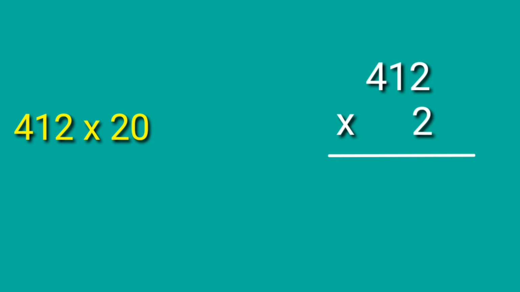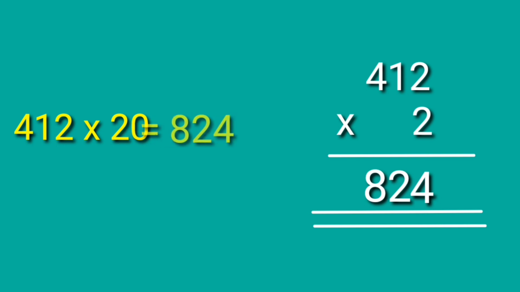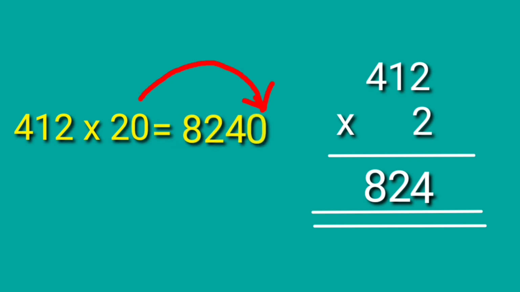Okay, let us take one 3-digit number. Multiply 412 by 20. First we need to multiply 412 by 2. Let us multiply these numbers at the right margin. 2 twos are 4. 1 two is 2. 4 twos are 8. Now we get 824. Then we need to put a 0 to the right of this product. Here is the answer 8240.